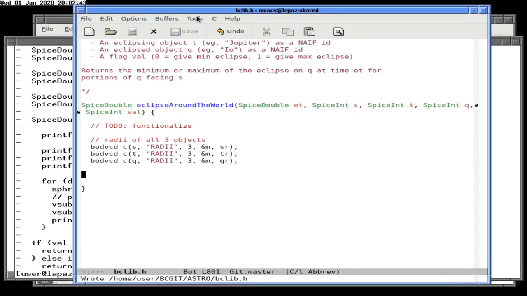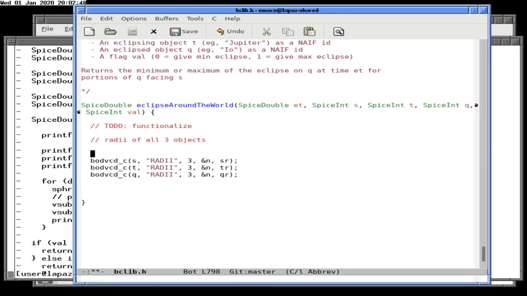Okay, so the first thing we want to do is get the radiuses, or radii, of all the three objects. There's three radii for each object. You can't just pull one radii. You have to pull all three, because BODVCD doesn't give you the option to pull a single radii. There might be a CSPICE function that does that, but I don't think there is.